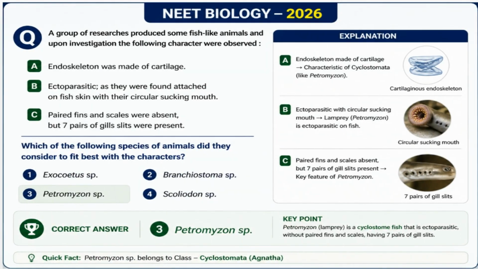A group of researchers studied fish-like animals with a cartilaginous endoskeleton, ectoparasitic behavior with a circular sucking mouth, and 7 pairs of gill slits. These characteristics fit the Petromyzon species, a cyclostome fish.